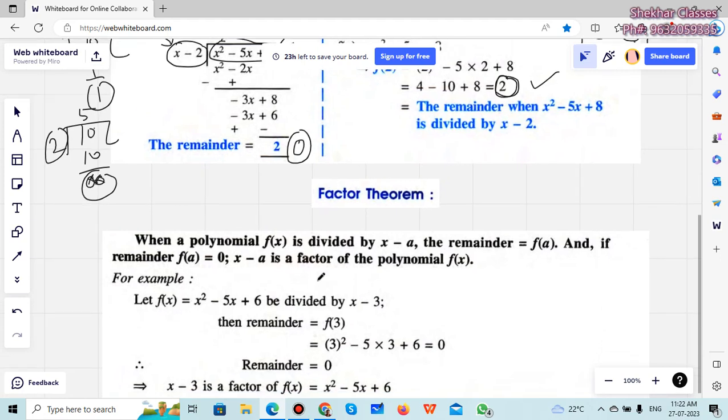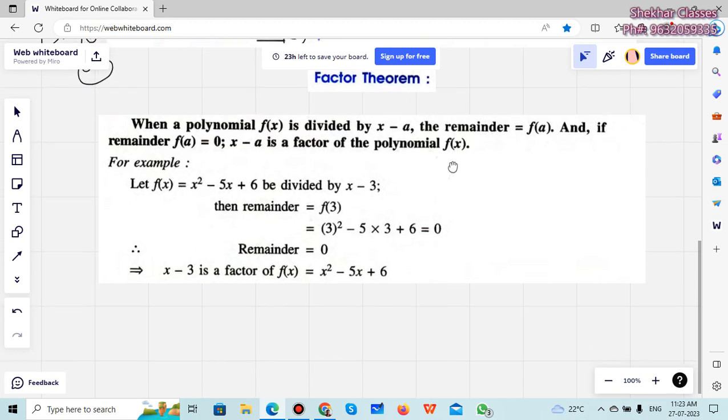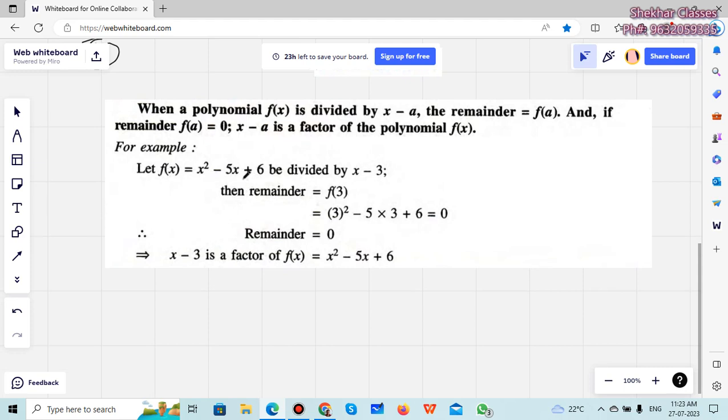So see here, factor theorem. When a polynomial f of x is divided by x minus a, the remainder is equal to f of a, and if the remainder f of a is equal to 0, then x minus a is a factor of the polynomial f of x. Simple. Example here: x squared minus 5x plus 6, if you divide it by x minus 3, what do you do? You put the value of f of 3 in it.